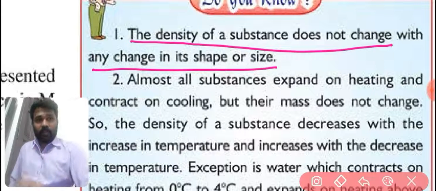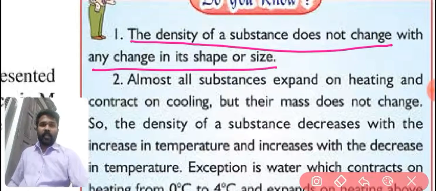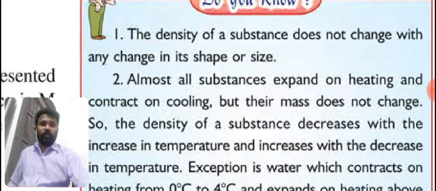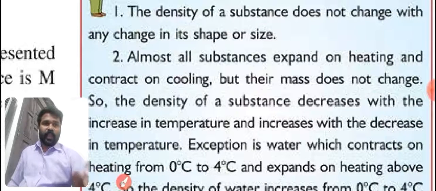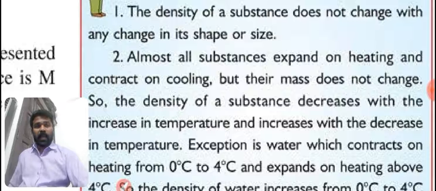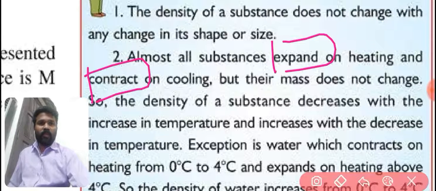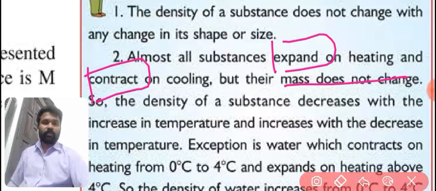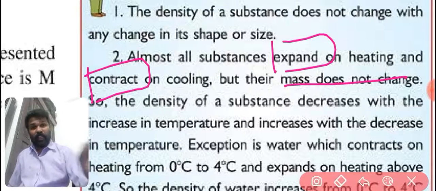Almost all substances expand on heating and contract on cooling, but their mass does not change. In expansion or contraction, the mass won't change. So the density of a substance decreases with the increase in temperature.